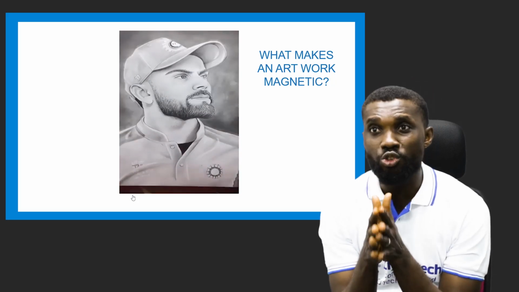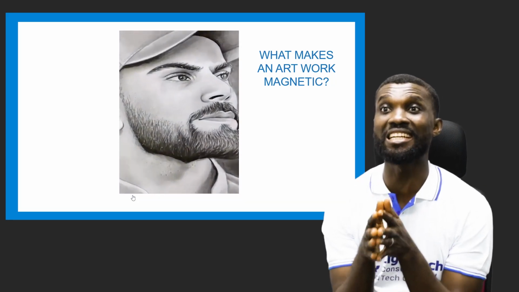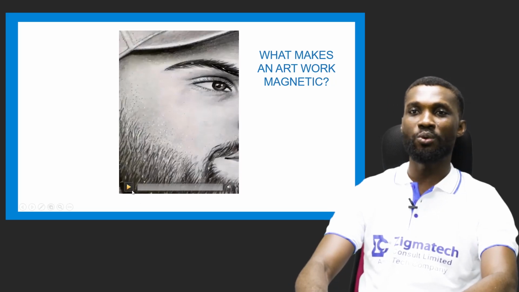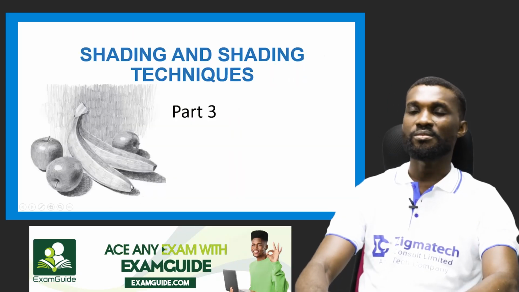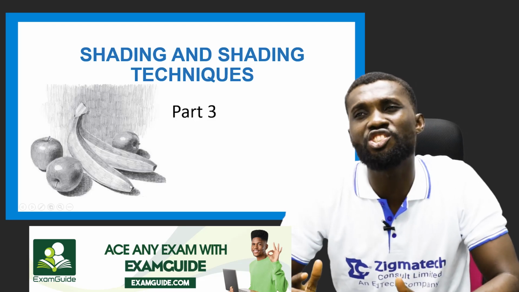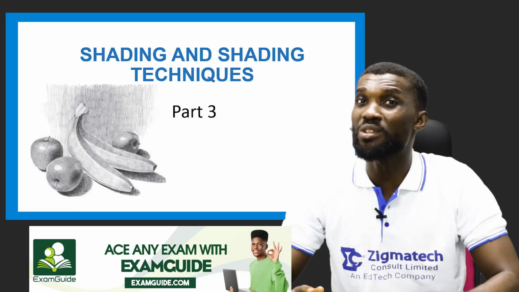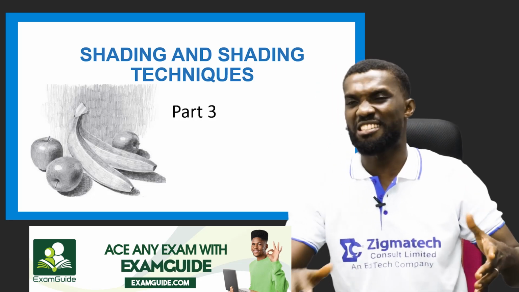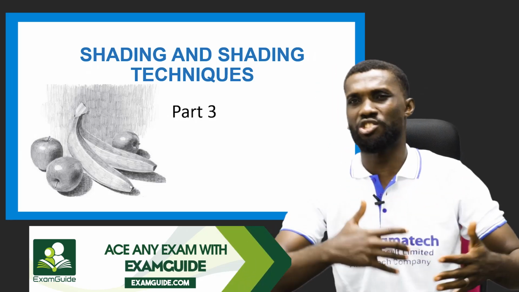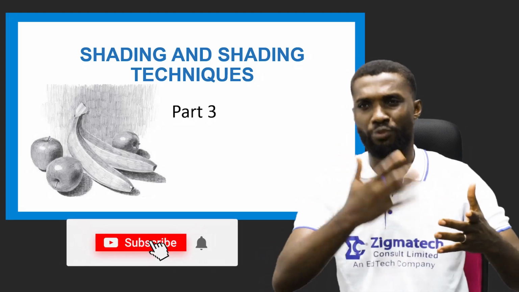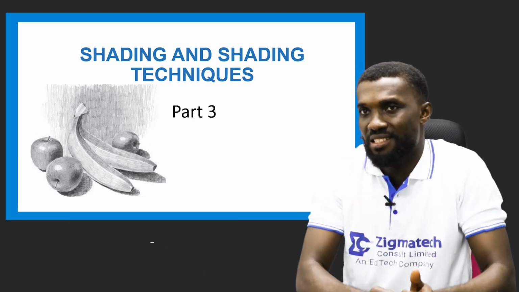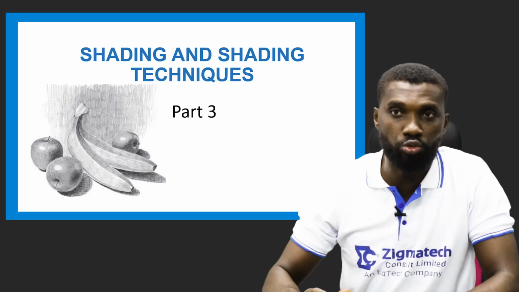Now for those of you that are just joining us, this is part 3 of this class. So let's dive into the study. Today we'll be looking at shading and shading techniques. We've been talking about shading and shading techniques: why would a work of art look magical, what makes it interesting. Now we are going to look at what will make this art a magnet to keep you through the work.